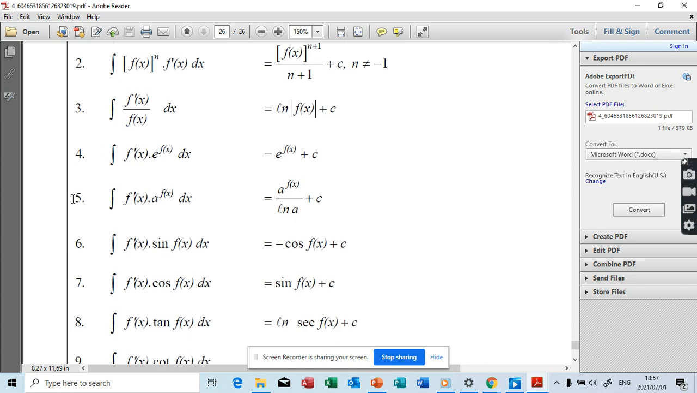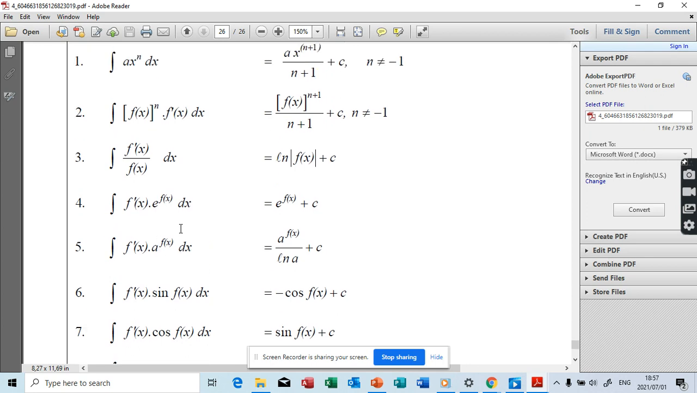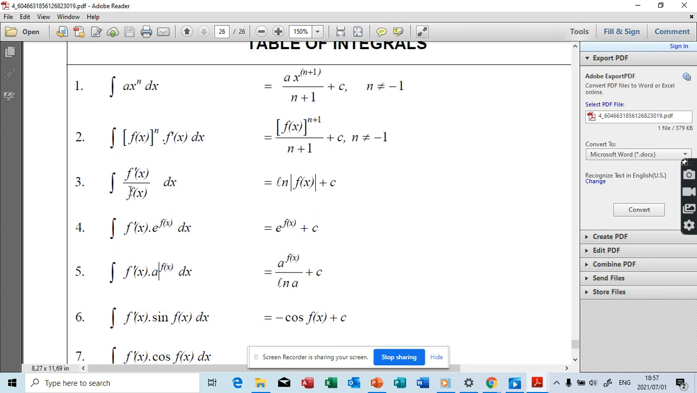We'll stop here at number 5. We're gonna stop at number 5 because from number 6 going downwards, those are trigonometric functions. So today I want us to do the standard ones and the logarithmic ones. That's all we're gonna do today.